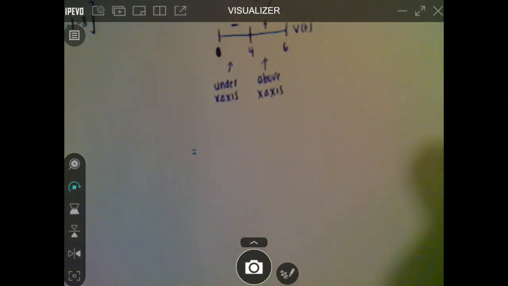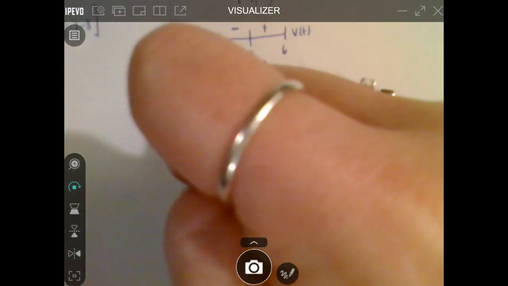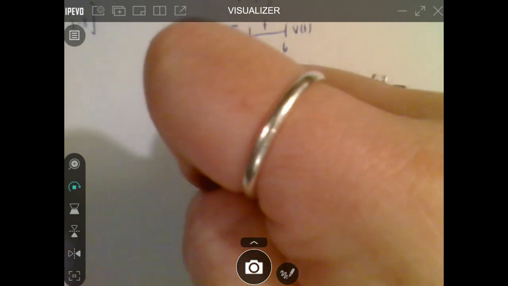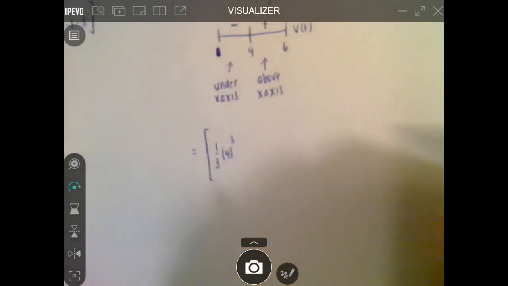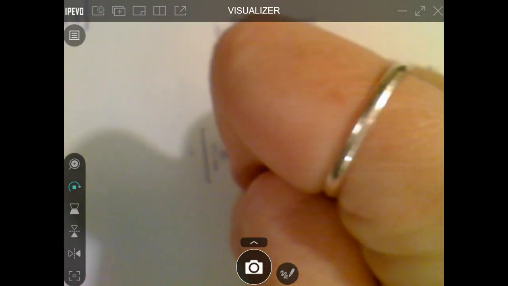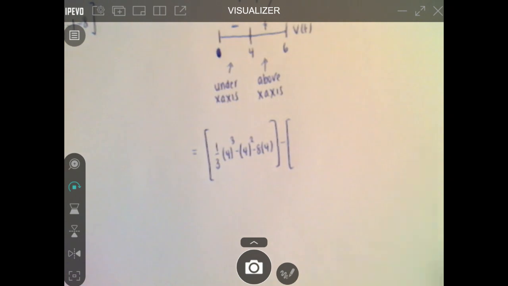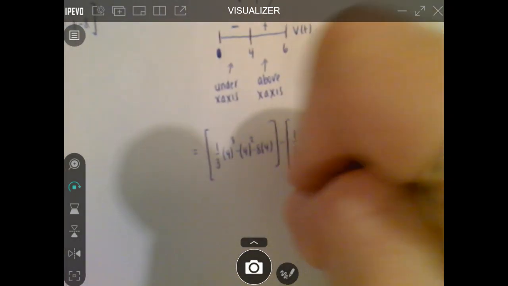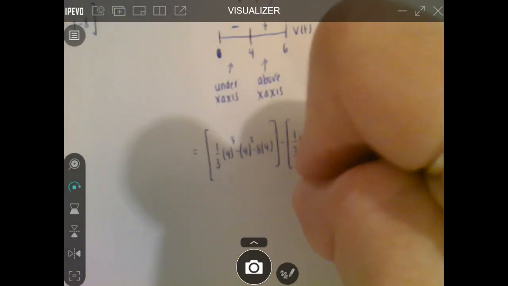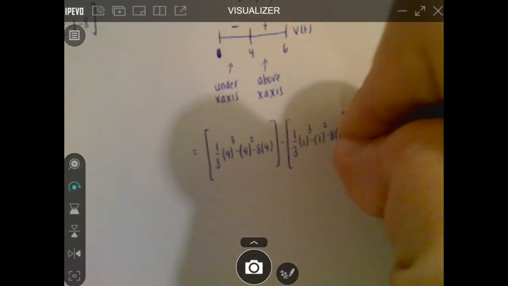We found that in the last problem. It's still 1/3 t cubed minus t squared minus 8t. So I'm going to first evaluate that from 4 to 1. So 1/3 times 4 cubed minus 4 squared minus 8 times 4. Subtracting from that, 1/3 times 1 cubed minus 1 squared minus 8 times 1.